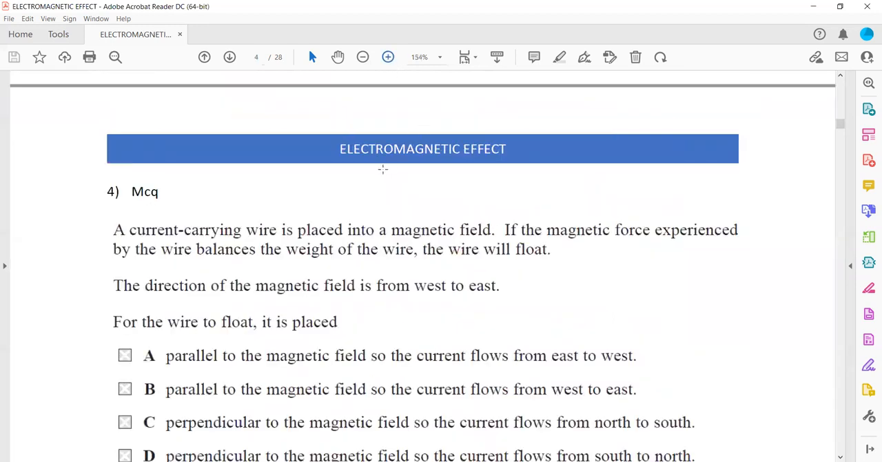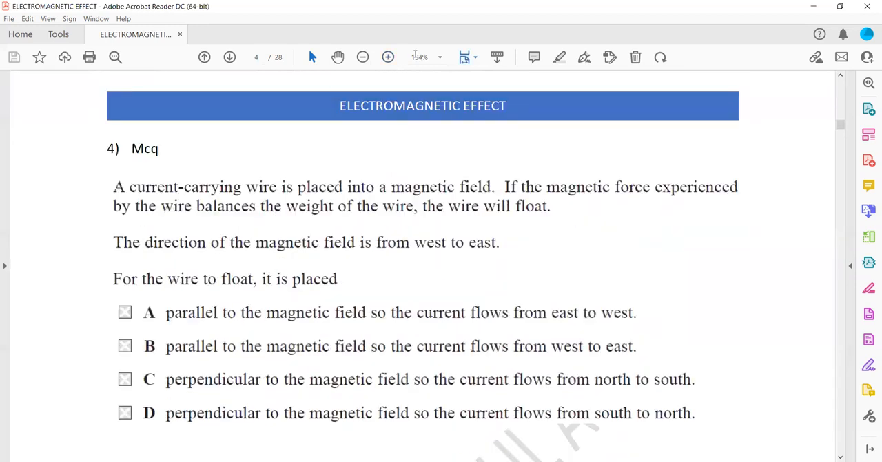Then in question 4, a current carrying conductor is placed in a magnetic field. If the magnetic force experienced by the wire balances the weight, the wire will float. The direction of the magnetic field is from west to east. For the wire to float, first thing, whenever we are placing a wire, if the wire is placed parallel to the magnetic field, it won't experience any force. So options A and B are totally wrong. The wire must be perpendicular.